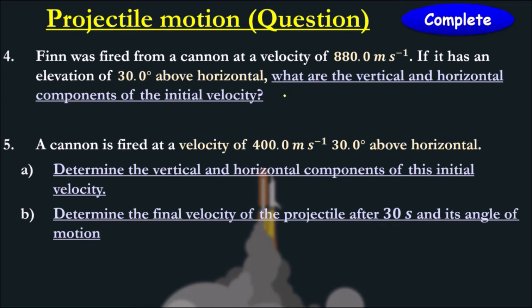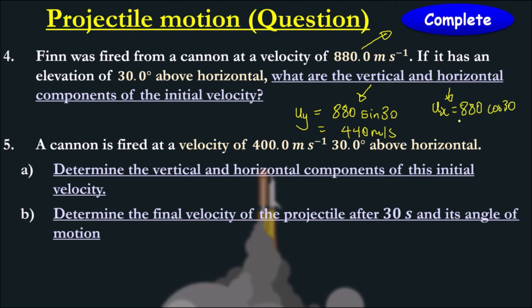Okay, so if I want the vertical component, it's simply using the resultant velocity and timesing that by sine 30. That'll give us a value of 440 meters per second. If we're looking at the horizontal component, which is ux, that is 880 cos 30 equals 762 meters per second. Okay, so there's that.